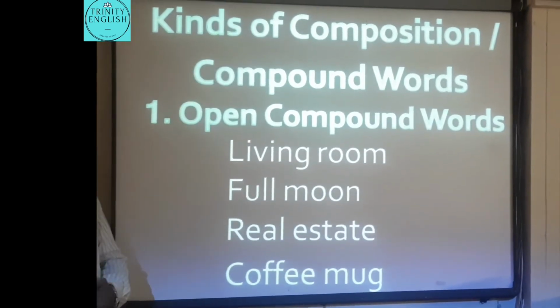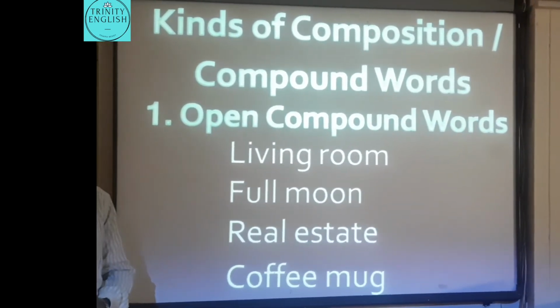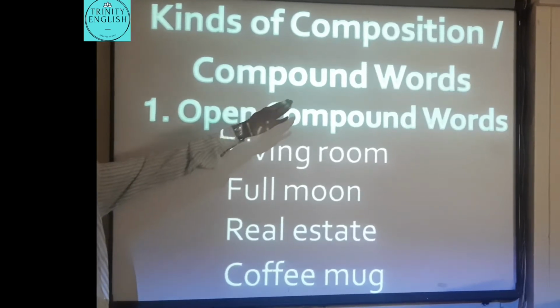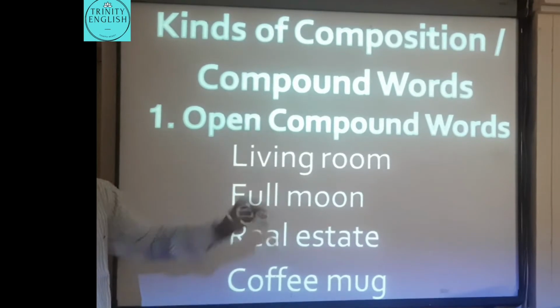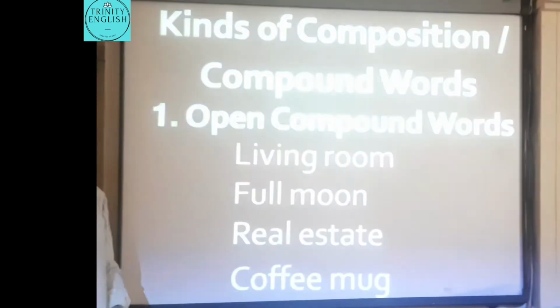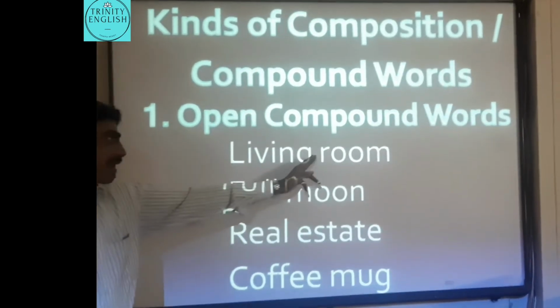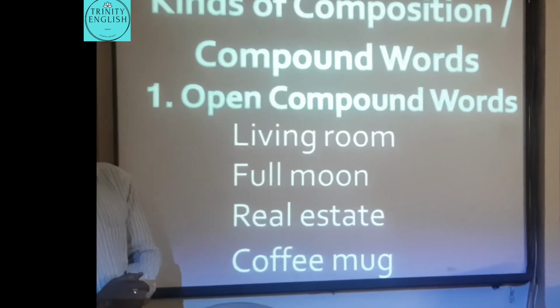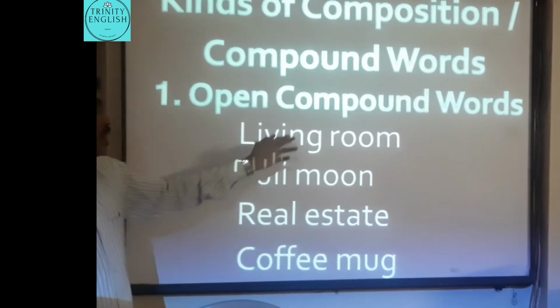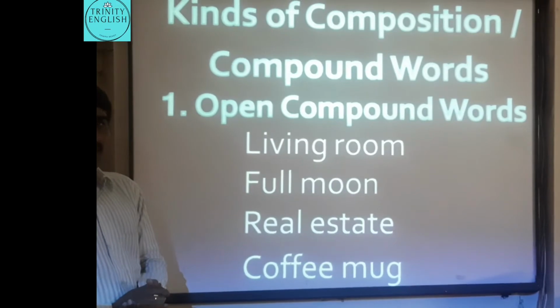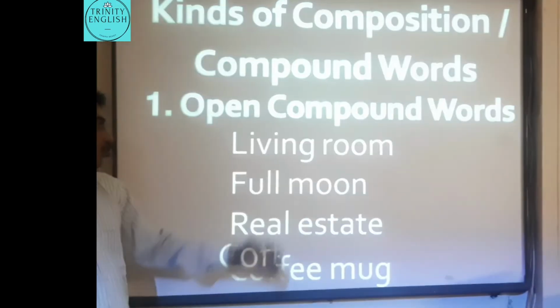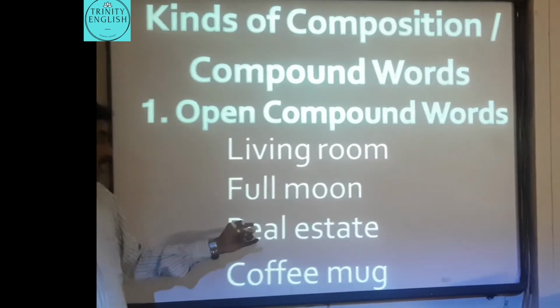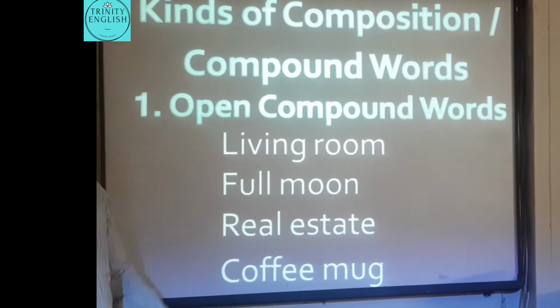Next we have different kinds of composition words, which we also call compound words. The first one is open compound words. When there is a gap between two words, then we call them open compound words. The examples are living room, full moon, real estate, and coffee mug.